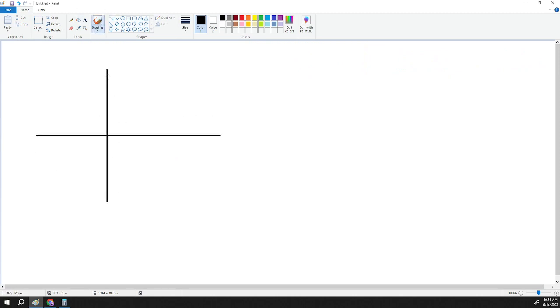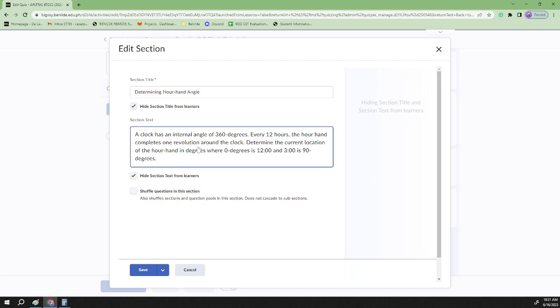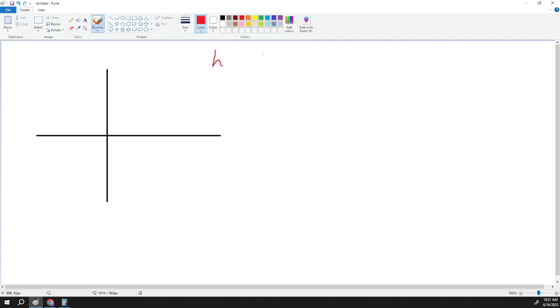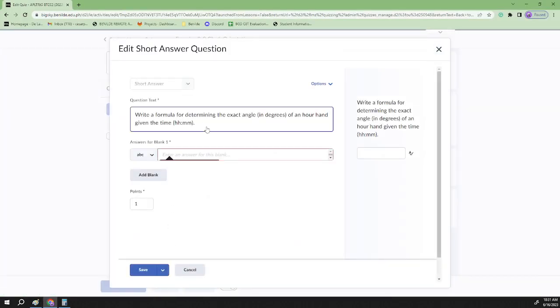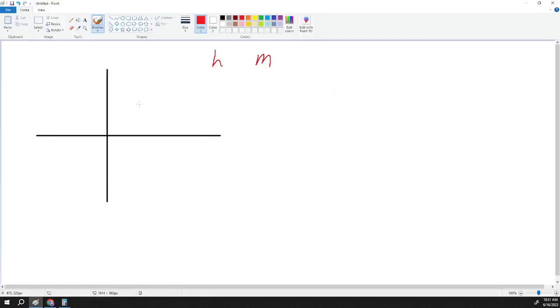So, start na tayo dito. We'll be starting on the 12 o'clock. Find the angle of the hour hand. Alright. So, this will be our orientation pattern. Do the clockwise. We have to find the angle of the hour hand given the hours and minutes. Create a formula to find that degree sa hour hand.